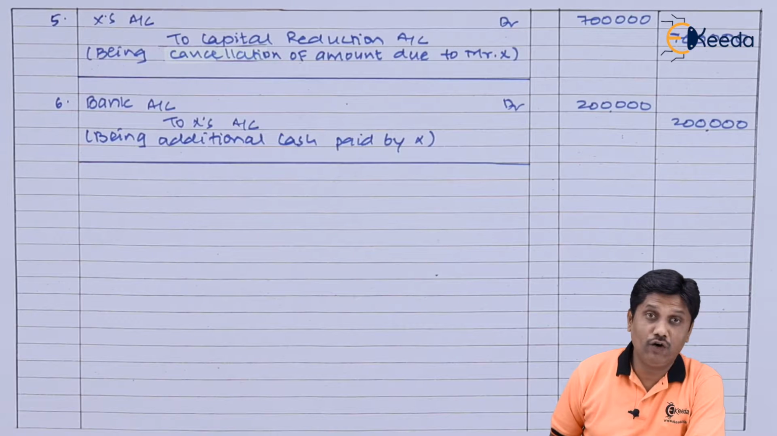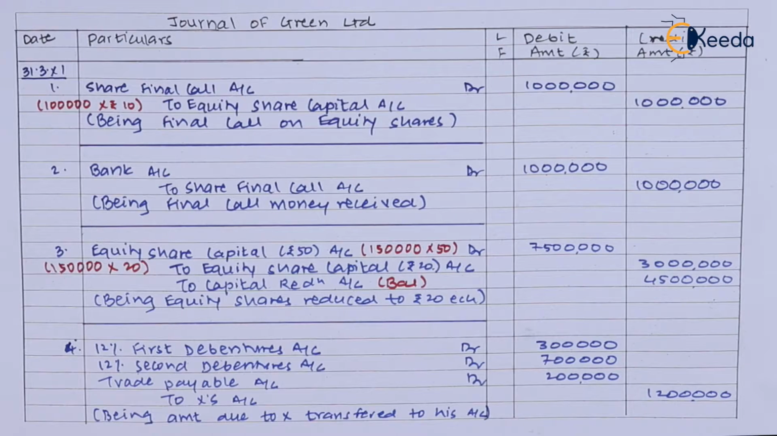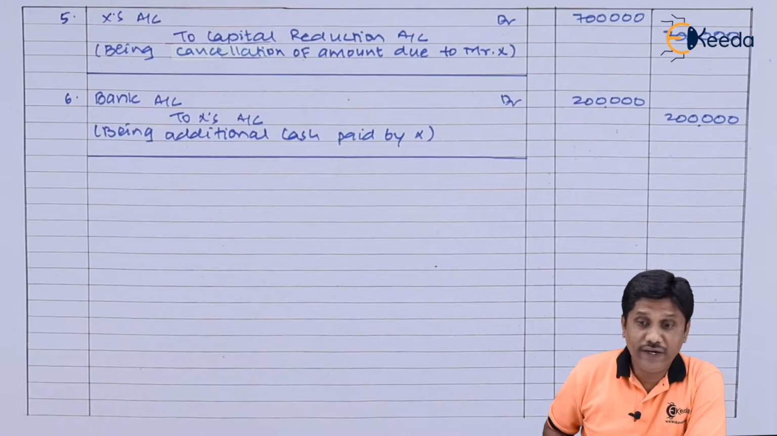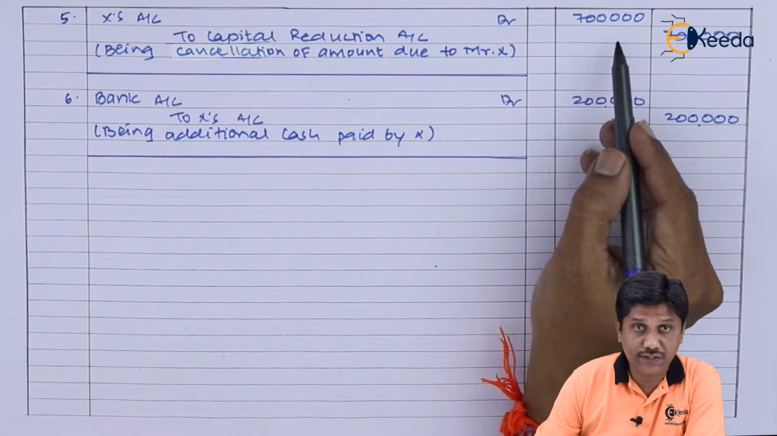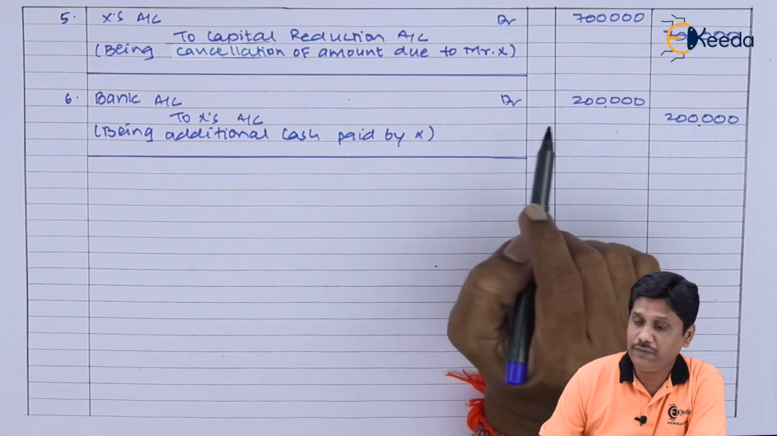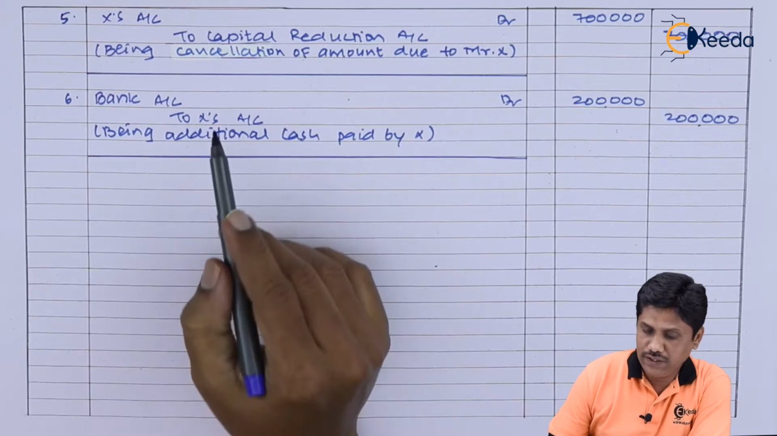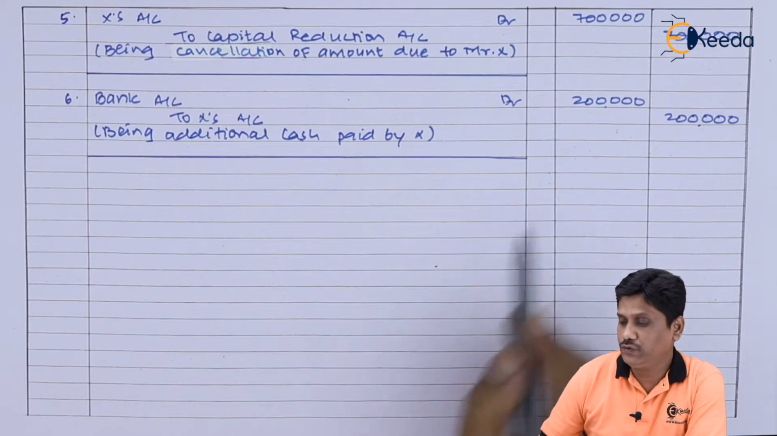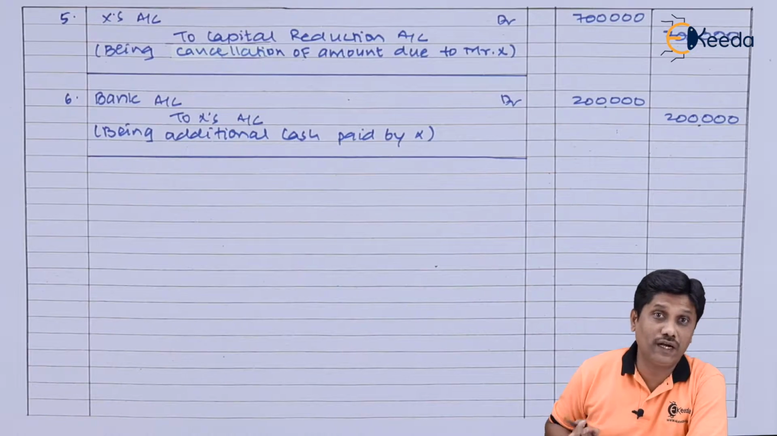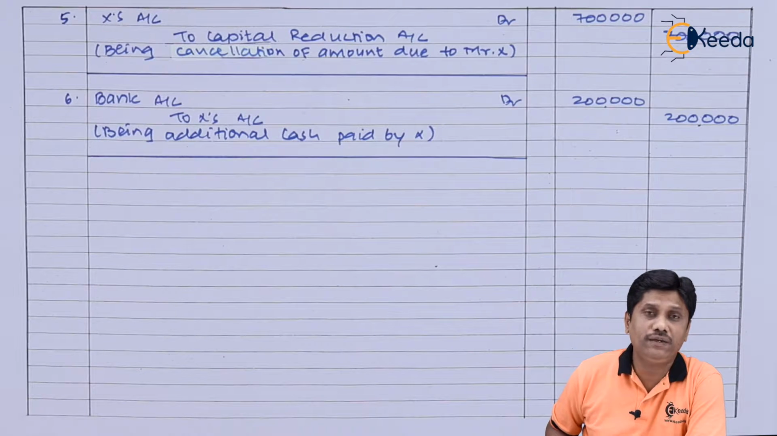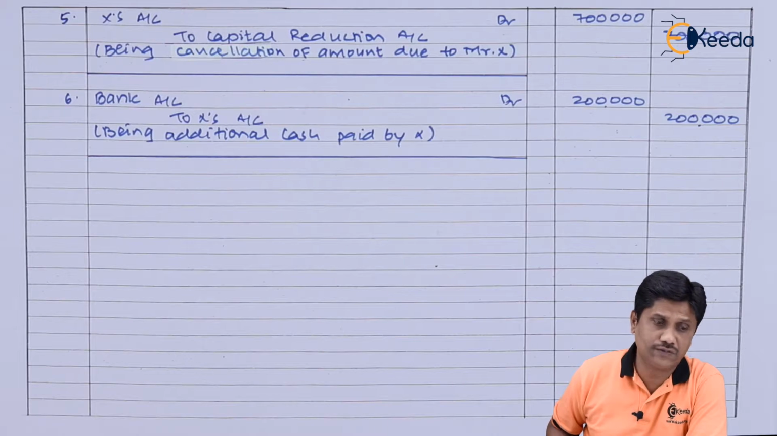Now I need to find out how much is the total balance due to X, for which I am issuing him 14% debentures. Student, you can notice earlier amount due to him was 12 lakhs. Of that 12 lakhs, 7 lakh is cancelled, that means 5 lakhs remaining, plus in the sixth entry, he further paid you 2 lakhs. That means total amount now payable to Mr. X will be 7 lakhs, for which we are issuing him fresh 14% debentures.